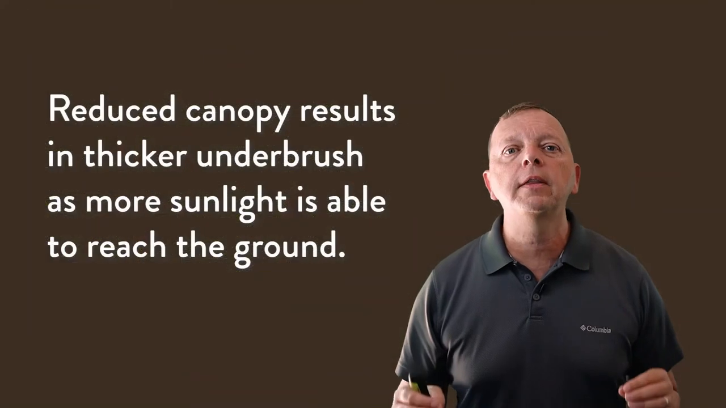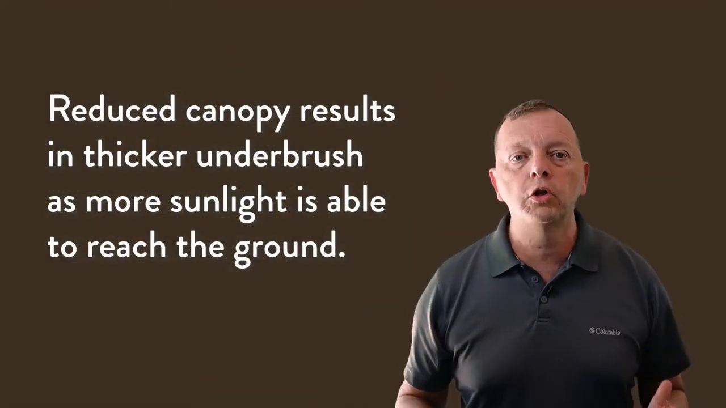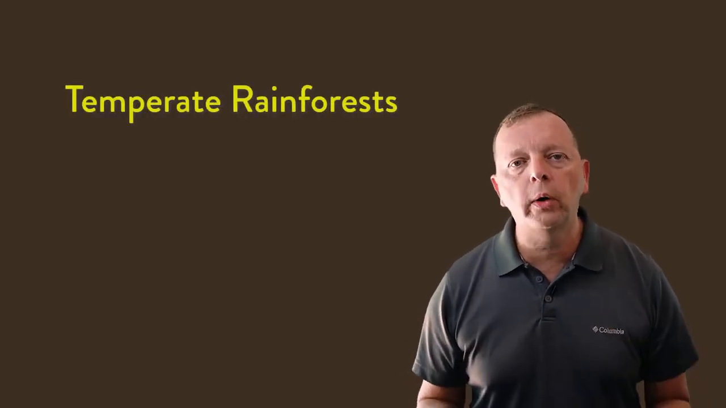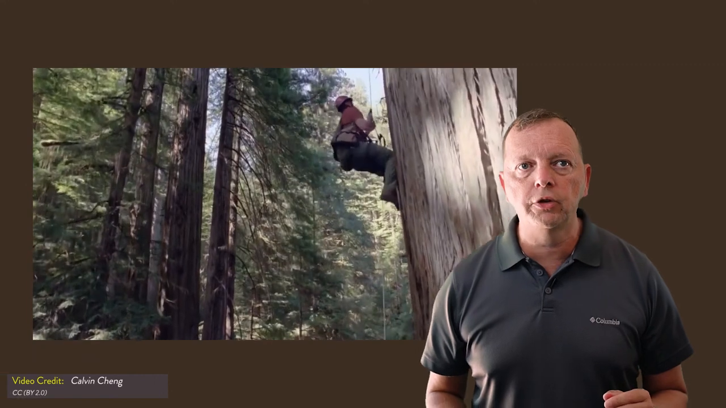Now, because the canopies of these broadleaf, coniferous, and mixed forests in the temperate latitudes are not as thick as the tropical rainforest, you're going to find that the underbrush in these forests is much thicker. Now, in the middle latitudes, we do find rainforests, temperate rainforests. We find these in the cooler areas where there's lots of precipitation.